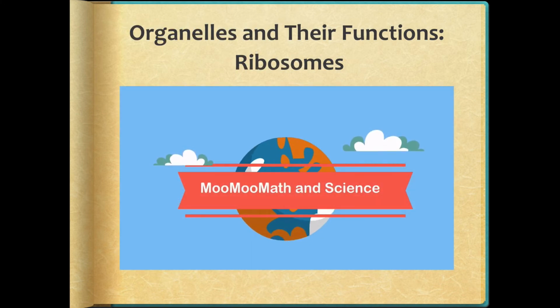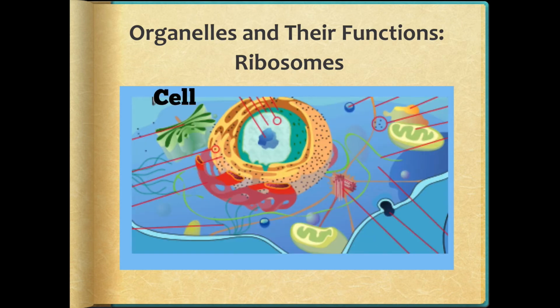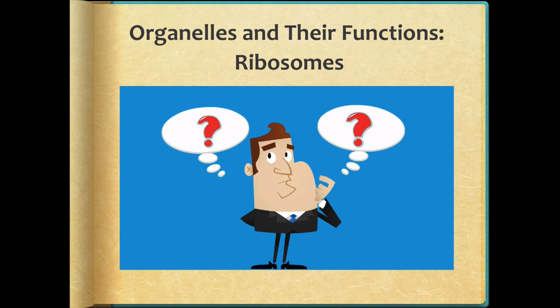In this video, I'd like to talk about the ribosomes. When you look at pictures of cells, you can see tiny dots on the ER and in the cytoplasm. These dots are ribosomes. But why are they important to the cell?